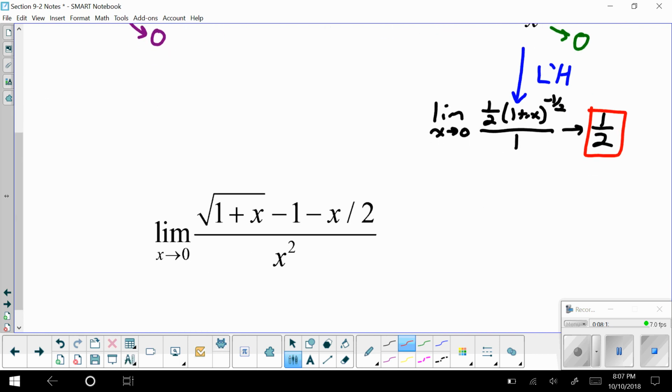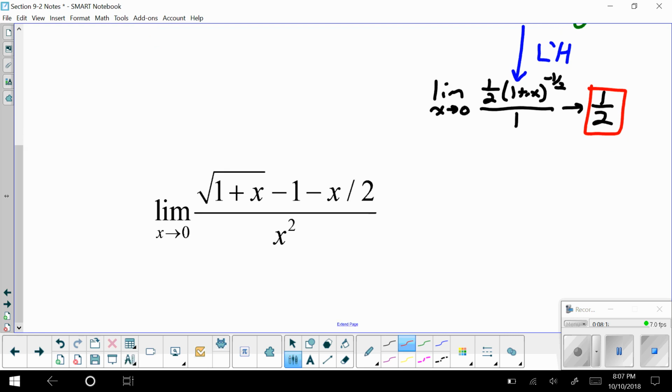If I keep going with this, I can go and do even further examples. So if I look at the limit as x approaches 0 for the square root of 1 plus x, minus 1, minus x over 2, all over x squared, again, the first thing I would try would be to plug 0 in. So that's 1 minus 1 is 0, minus 0. So my top is going to 0. My bottom is going to 0, which means I am able to apply L'Hopital's rule. I haven't found the limit yet, so I do still need the notation. Limit as x approaches 0.